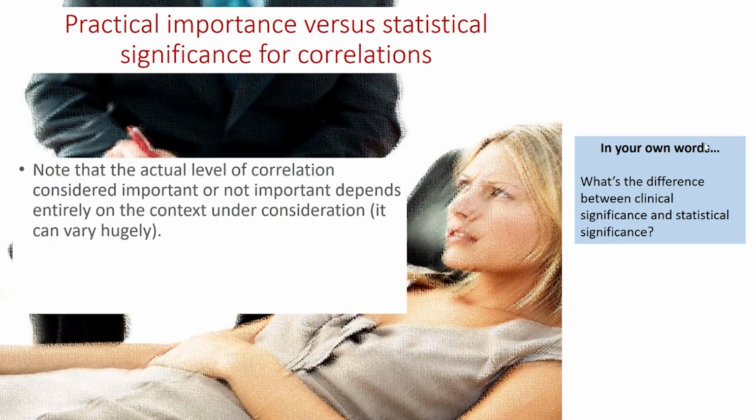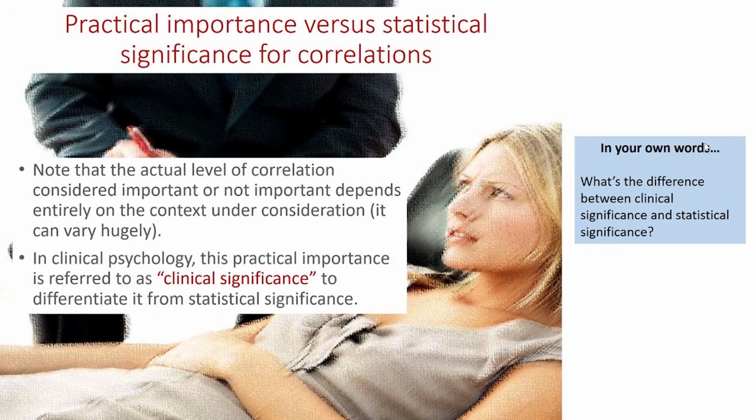Right. Note the actual level of correlation, considered important or not important, is extremely context dependent. So it's not the case that I can give you some sort of rule of thumb, like a 0.5 correlation is good and a 0.1 correlation is bad. It depends entirely on the context. Okay, and usually in clinical psychology, when we talk about this practical importance, we refer to this as clinical significance to differentiate it from statistical significance.